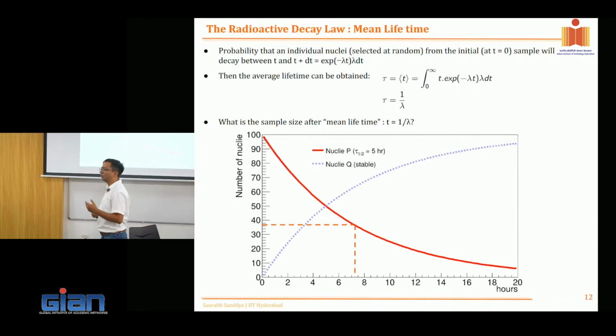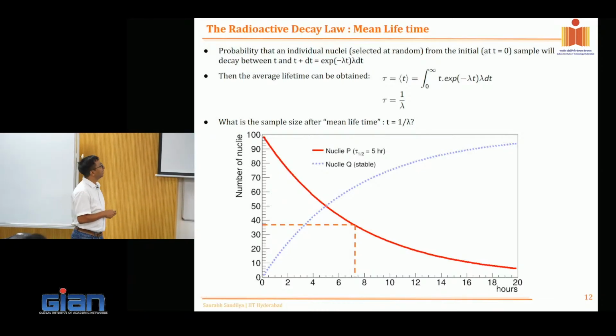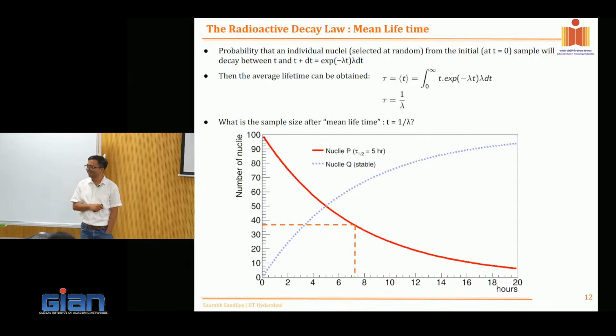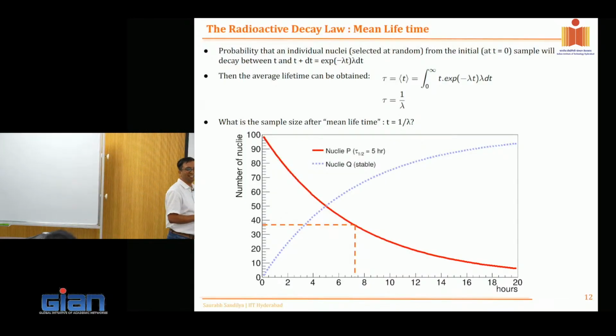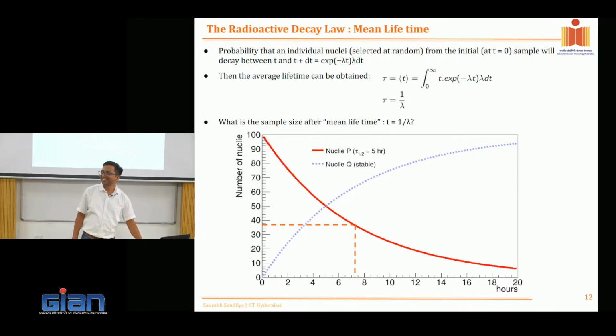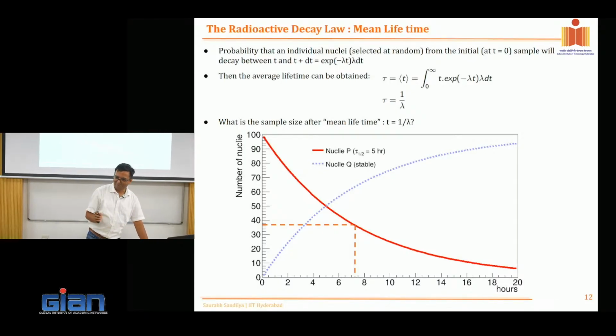Let's go back to my plot. This plot is for T half equal to 5 hours. So after an average lifetime, what happens? It becomes 100 by 2.718, which is lesser than 50, right? You calculate 100 by 2.718 and get this number. Tell me how much, roughly, quickly. 37. Okay, so I'm okay with the line.